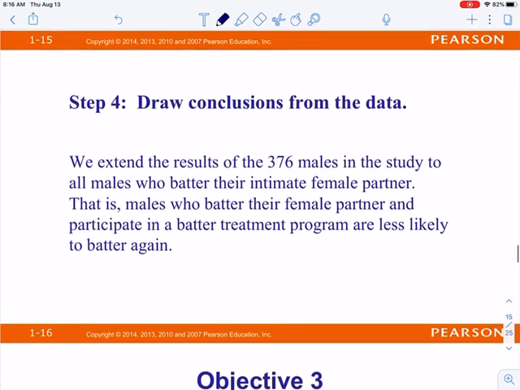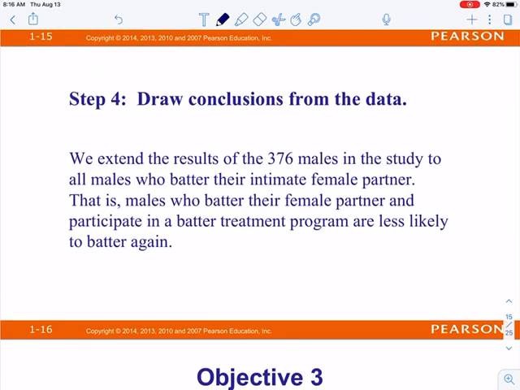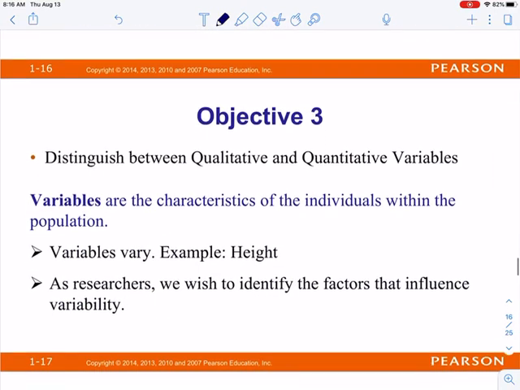And then the last step, and again, probably the most important, is to draw conclusions from that data. So we can extend those results of the 376 males in the study to all males who batter their intimate female partners. That is, males who batter their female partner and participate in a batterer treatment program are less likely to batter again. And that's through objective 2.